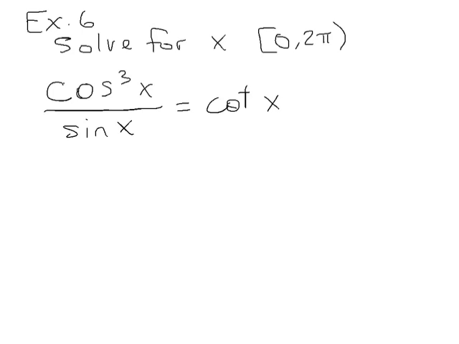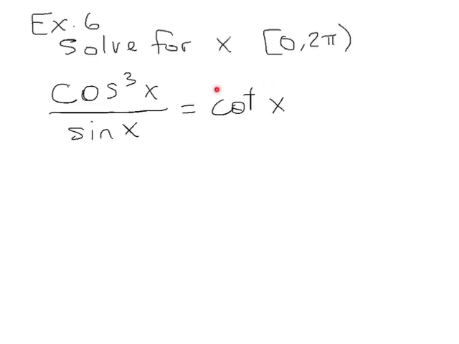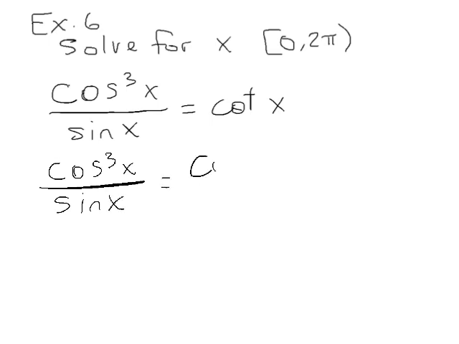Now, we want to be very careful with what we do because it's possible that through solving this we may introduce things that won't work. So we want to be careful with how we handle this. We don't want to introduce any numbers if we can help it. Well, cotangent x is the same thing as cosine x over sine x. So I have cosine cubed x over sine x, and that's going to be equal to cosine x over sine x.